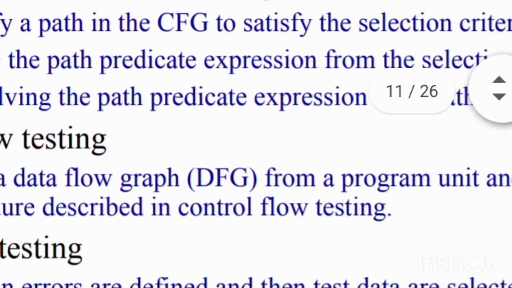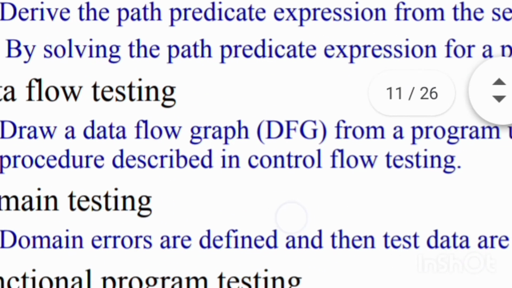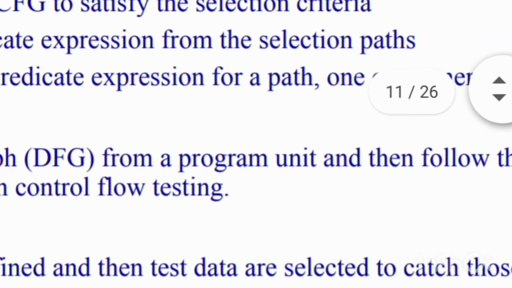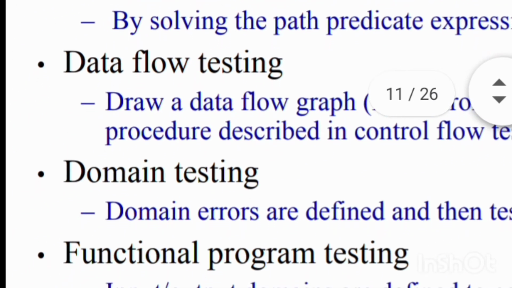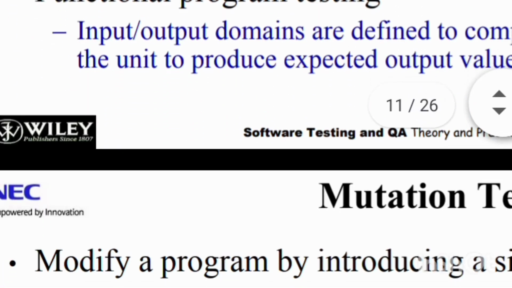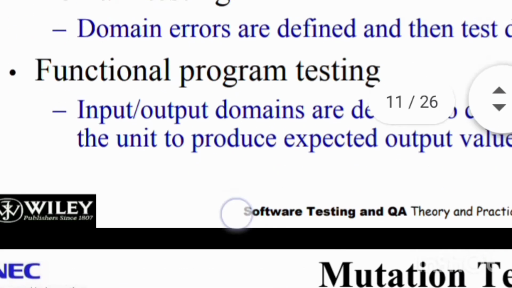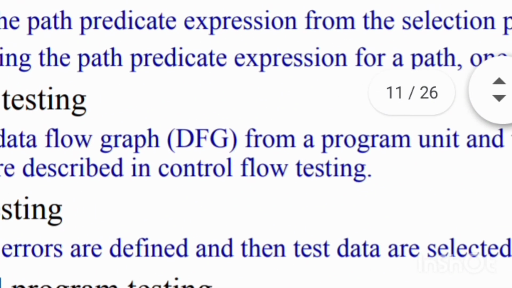Continuation of the dynamic unit testing. Selection of test data is broadly based on the following techniques: control flow testing, data flow testing, domain testing, functional program testing. Control flow testing. Draw a control flow graph. We will see in the next chapter.